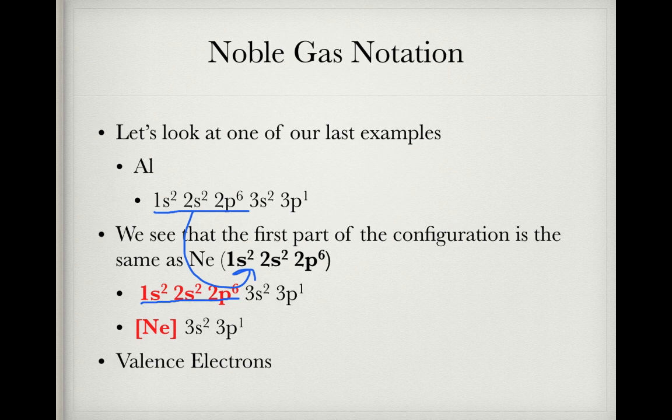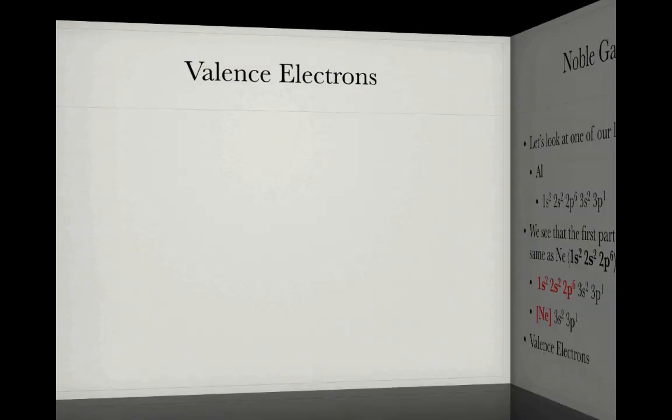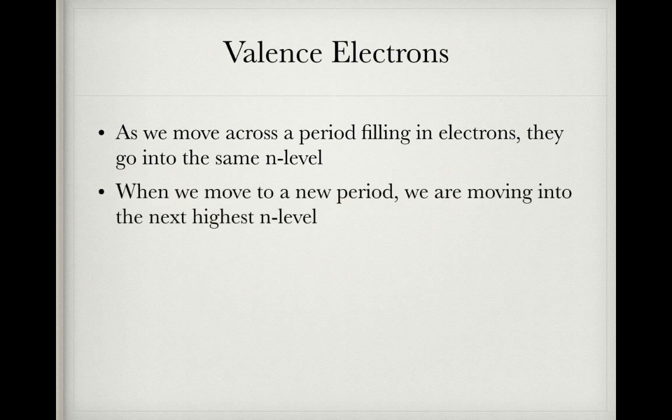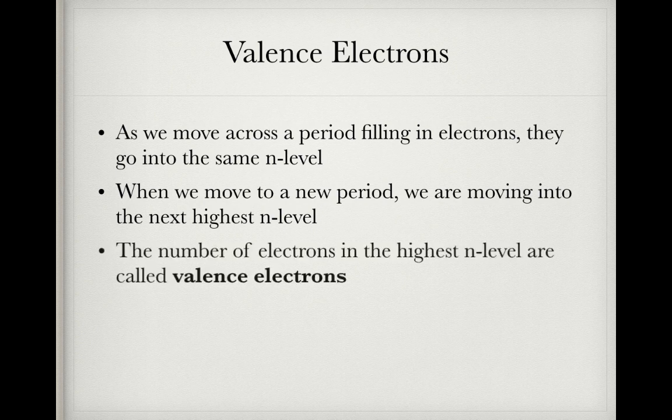Let's talk a little bit more about valence electrons. Valence electrons are what we have in our last valence shell, or our last n level as we're filling in. As we move across a period, filling in electrons, they all go into that same n level until we move down to the next period. When we move to the next period, we've got a whole new outer layer, and the next highest n level in our electron configuration. The number of electrons that we have in the highest n level we call valence electrons.